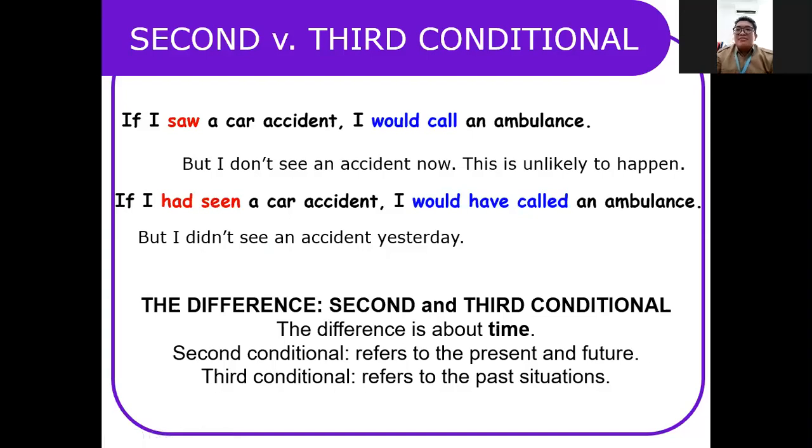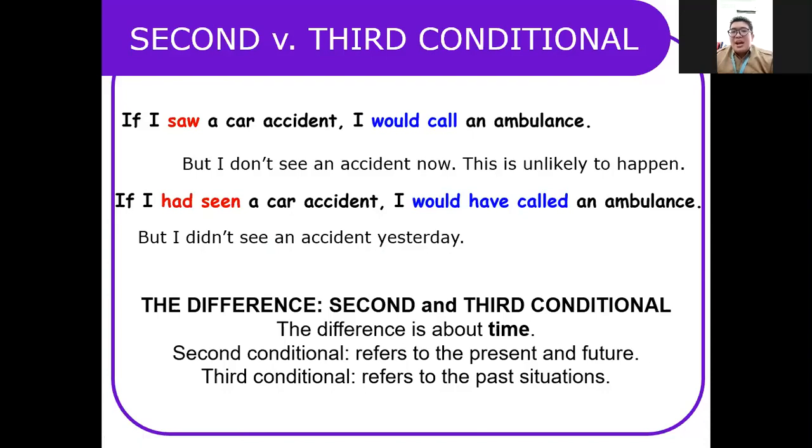And then this is the difference between second and third conditional. If I saw a car accident, I would call an ambulance. The fact is different, faktanya berbeda. I don't see an accident, so I will not call an ambulance. Saya tidak melihat kecelakaan, jadi saya tidak akan menghubungi ambulans atau tidak akan memanggil ambulans.